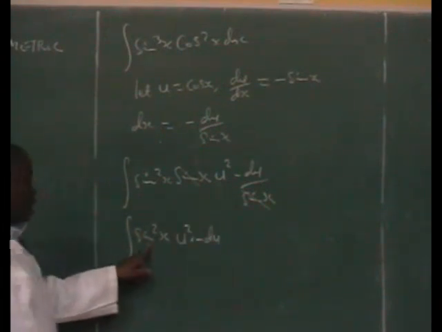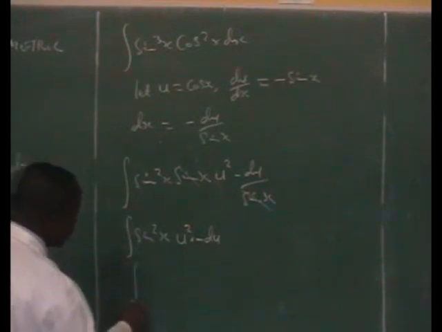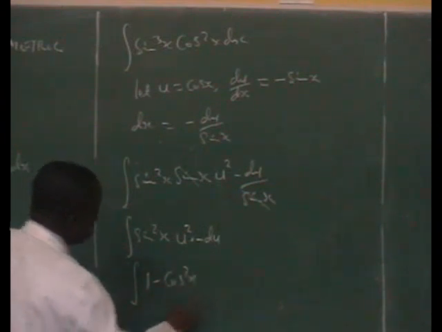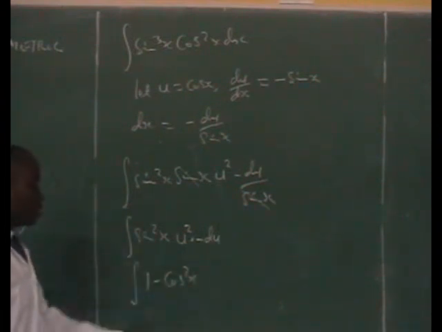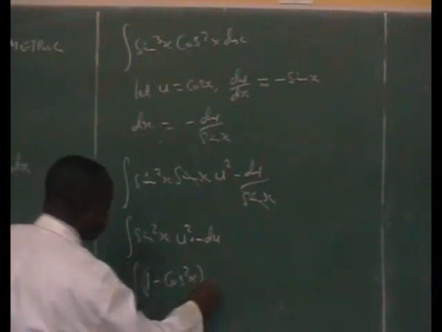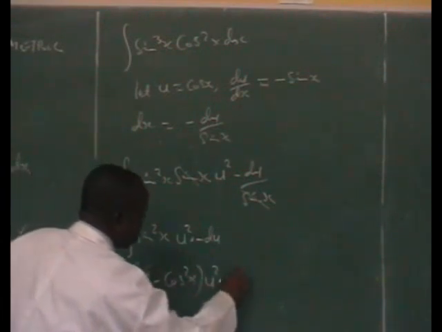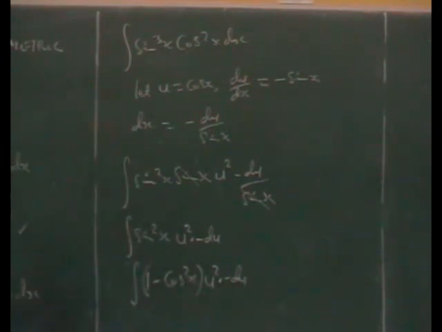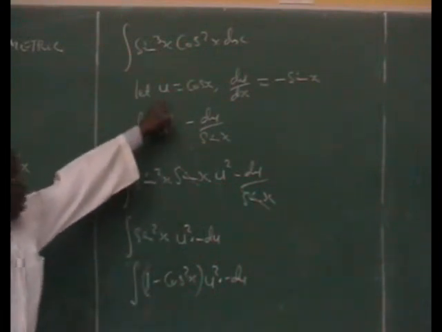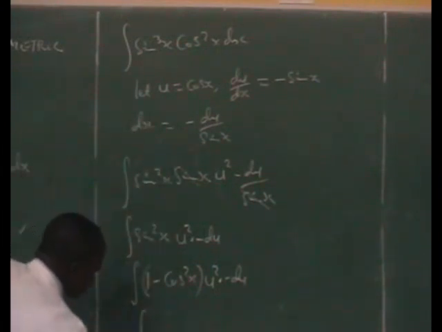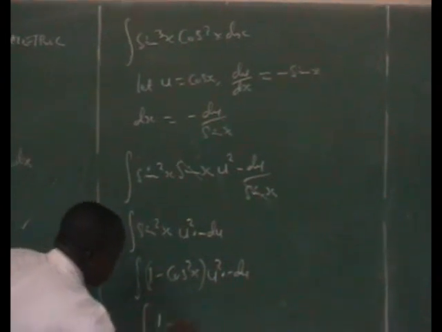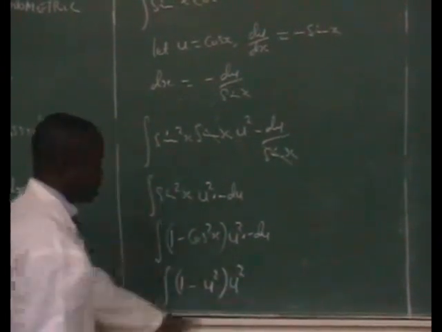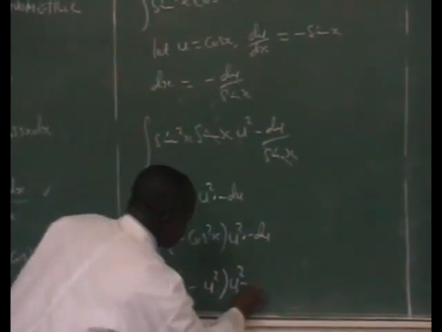Now we can still express this as 1 minus cos squared x, because sin squared x is the same as 1 minus cos squared x. And then we put u squared minus du. But we still look at it that cos x is here, which is equal to u. So we now have, in this one, the integral of 1 minus u squared, and then we have u squared here again, minus du.